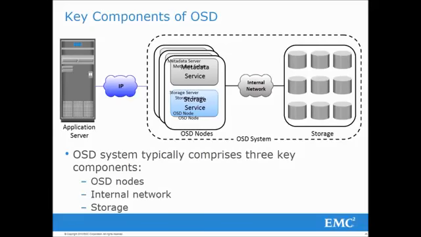The OSD nodes connect to the storage via an internal network. The internal network provides node-to-node connectivity and node-to-storage connectivity. The application server accesses the node to store and retrieve data over an external network. In some implementations, such as a content address system, the metadata service might reside on the application server or on a separate server. OSD typically uses low-cost and high-density disk drives to store the objects. As more capacity is required, more disk drives can be added to the system.